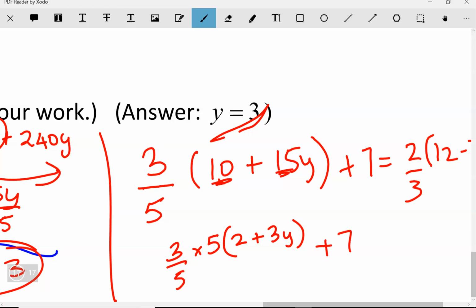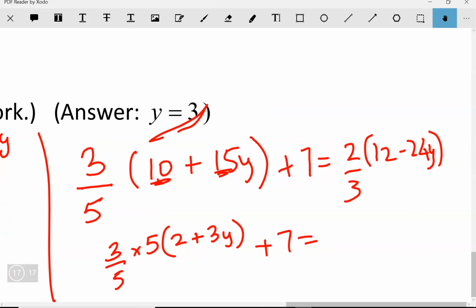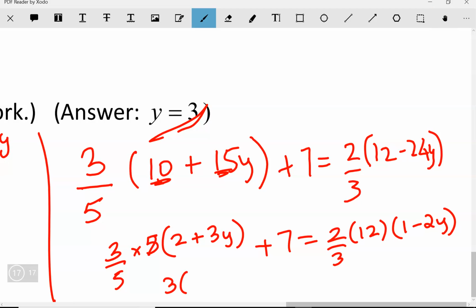Plus 7 equals the same thing over here. I'm going to factor out a 12 actually. 2 over 3 times 12 times 1 minus 2y. So after the factoring, I can cross cancel out this 5. So I'm just left with 3 bracket 2 plus 3y plus 7 equals 8 bracket 1 minus 2y.